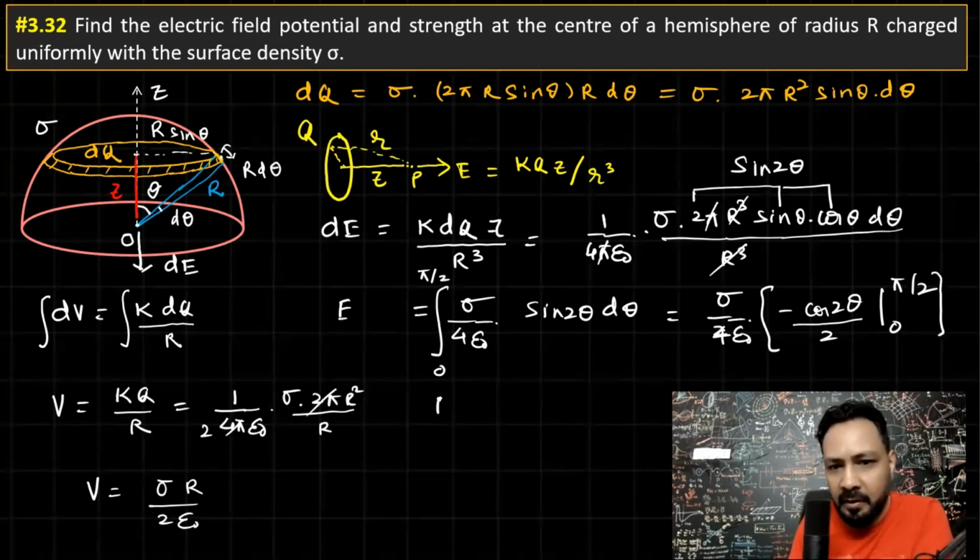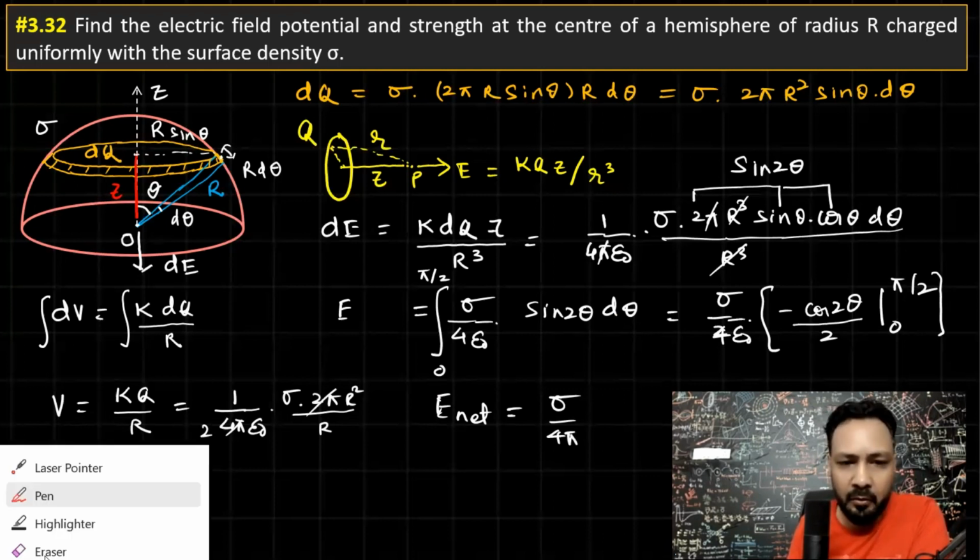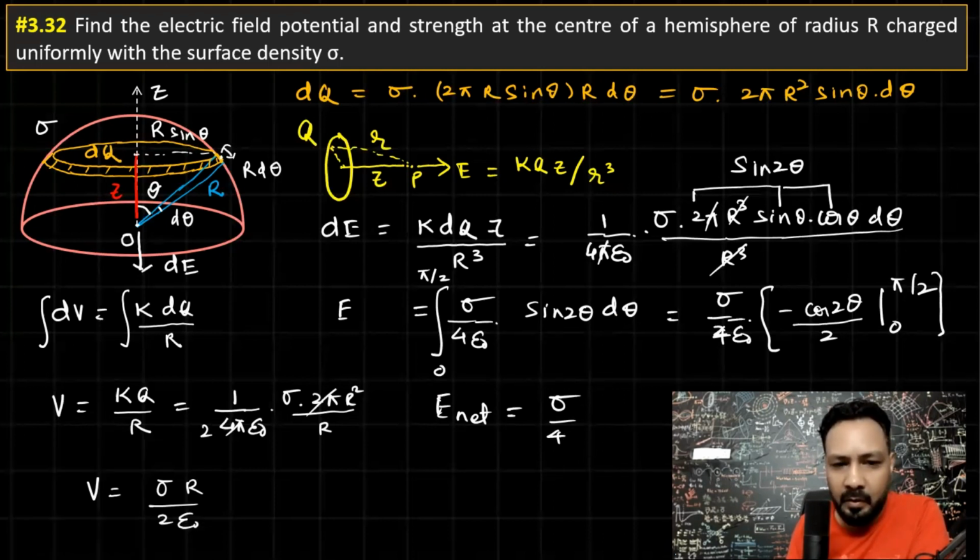So the net electric field, we will get, is sigma upon 4 epsilon naught, and it is in the negative z direction, the direction that I have chosen. So below z, in the negative z direction. So I should write minus k cap. And that is what we have obtained.